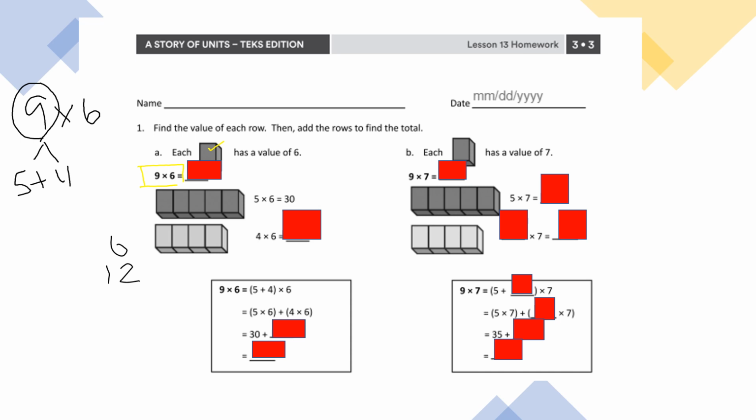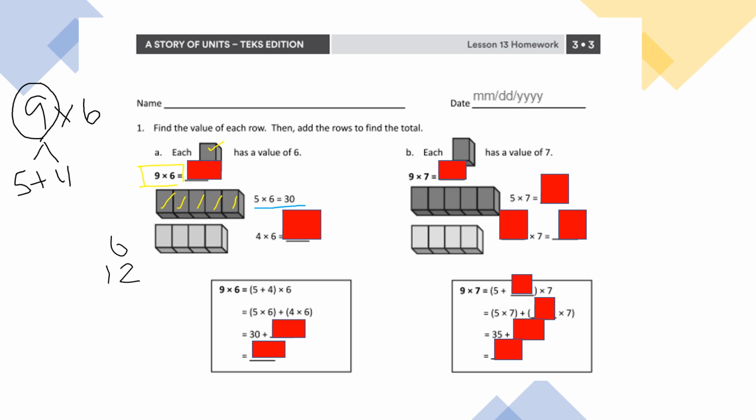Now, where I received those numbers from, I looked at those little gray units, right? So we have dark gray units and we have light gray units. If we look at the dark gray units, we have 5. 1, 2, 3, 4, 5. And again, each unit is worth 6. So the equation 5 times 6 right here, that's where they got that from. 5 unit cubes, and each unit cube has a value of 6. And 5 times 6 is 30.